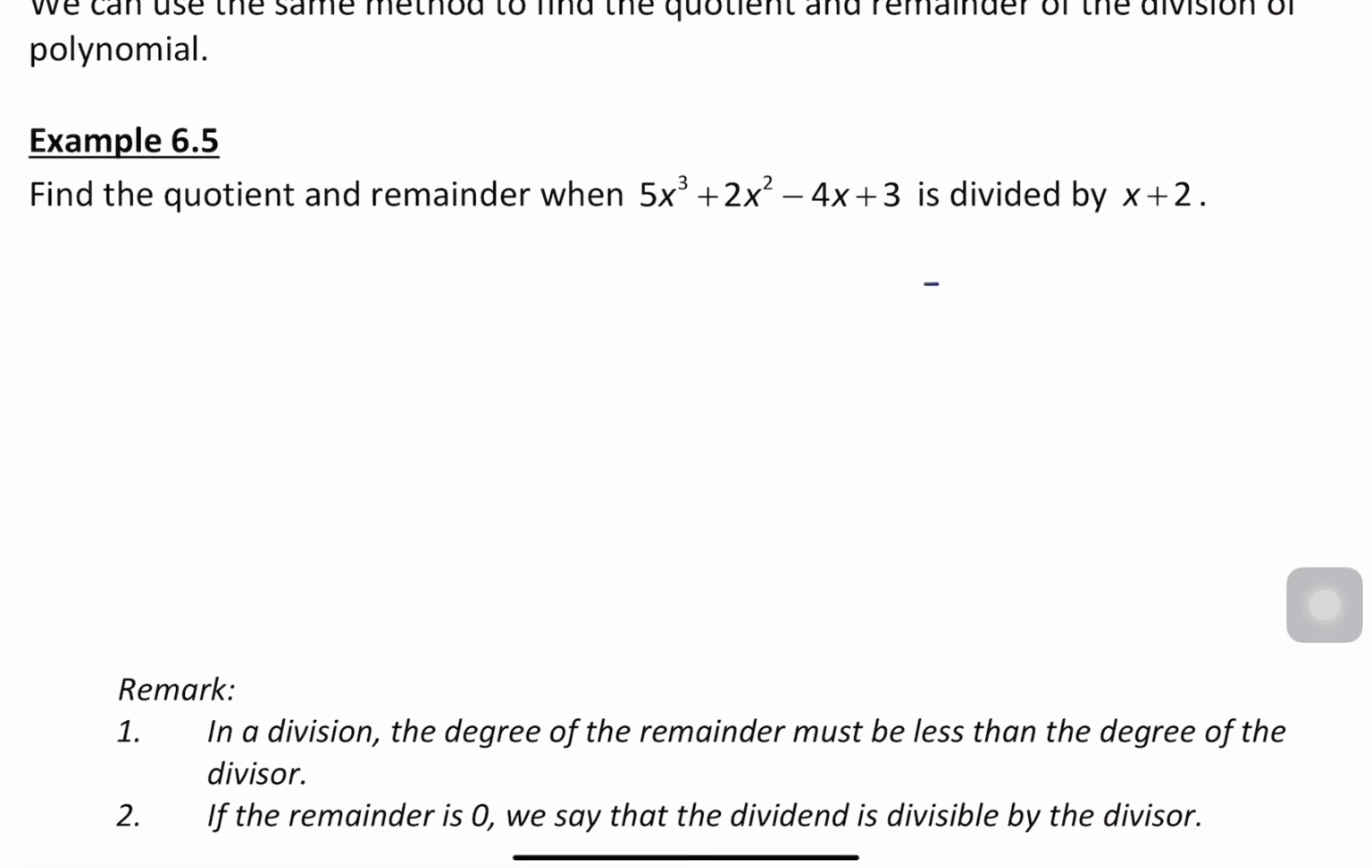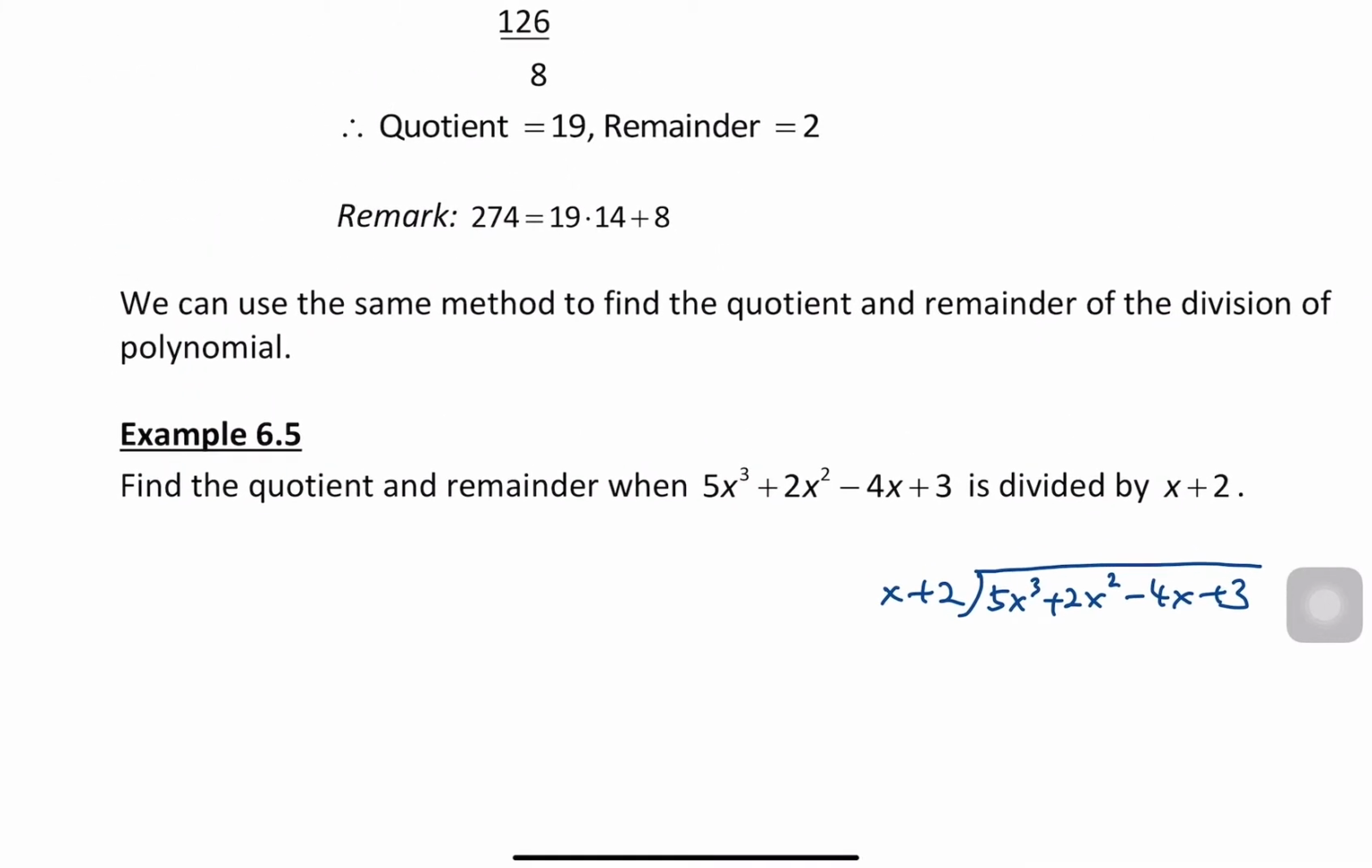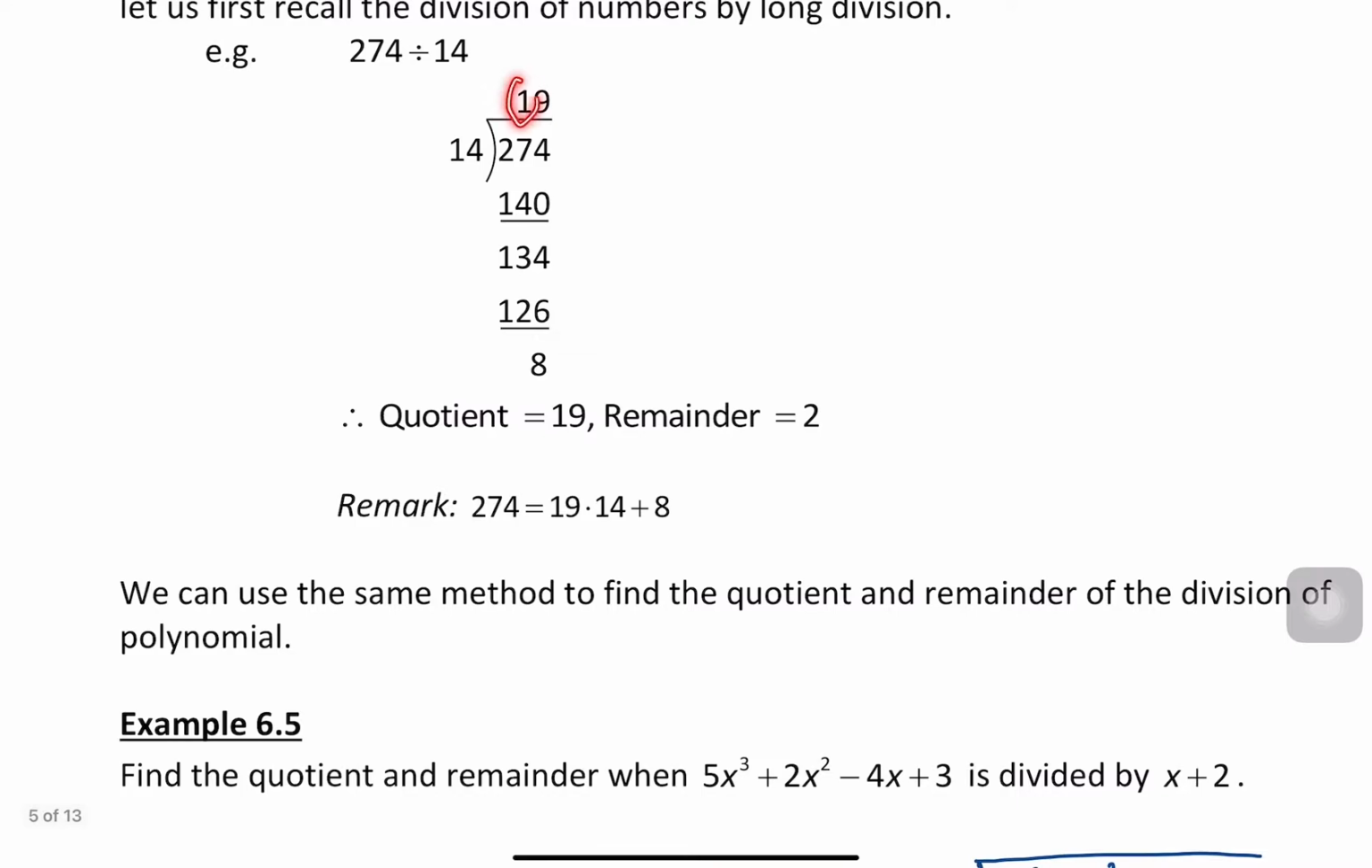We can use the same idea to find the quotient and remainder on the polynomials. Step 1, you need to write down the form of long division. And then the divisor is equal to x plus 2. So what can we do? Step 1, in the number, you need to think about a number multiplied by 14 which is less than or equal to 27.